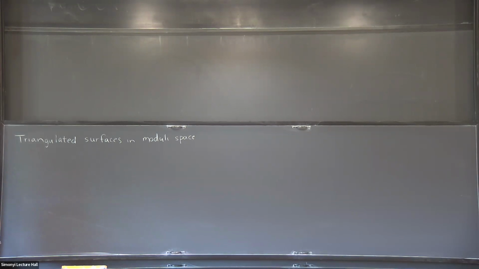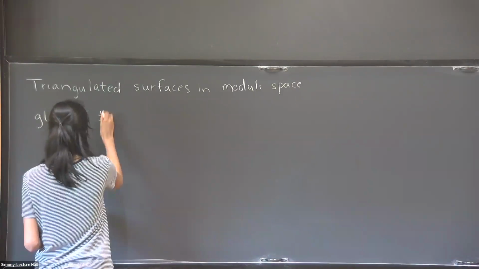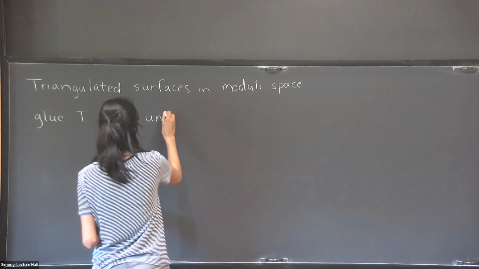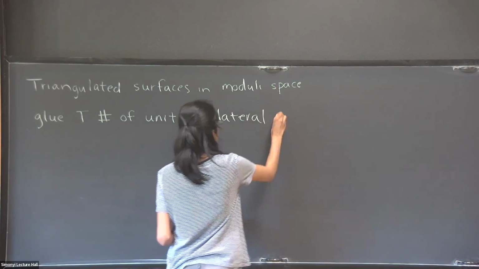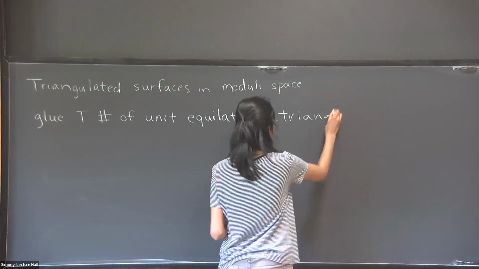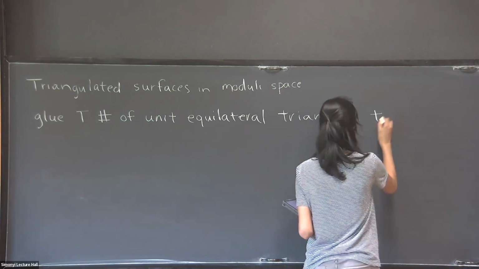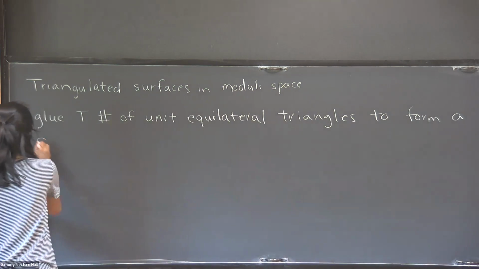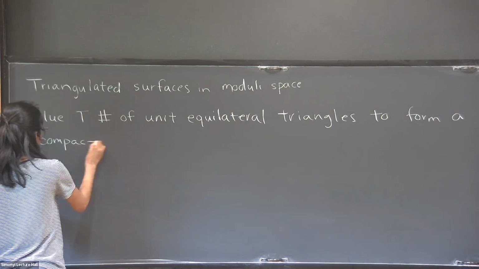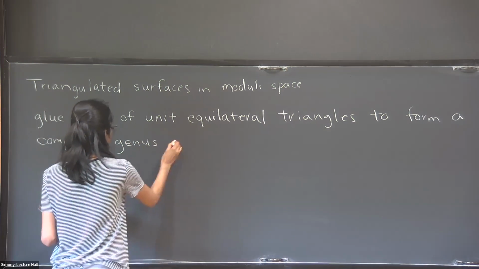So let me start by defining what is a triangulated surface. We glue T number of unit equilateral triangles to form a compact genus G surface.